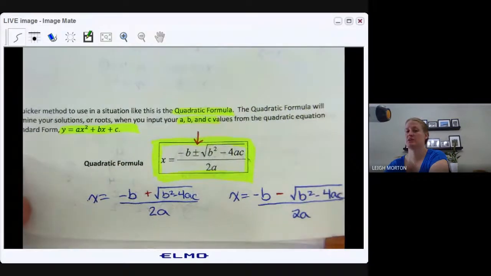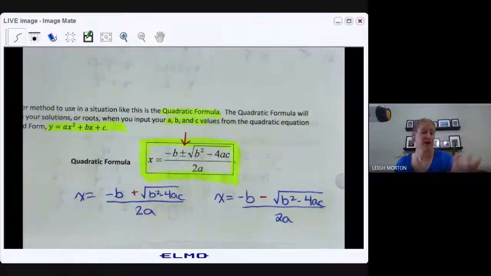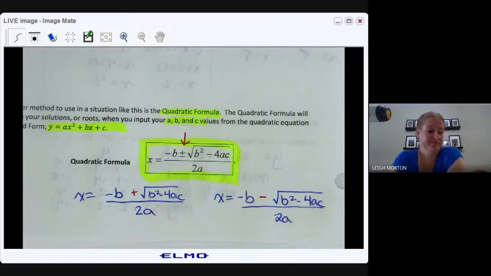I'm going to give you a second to copy that down. And then we're just going to put it into use, guys. I'm just giving you a tool, and we're going to try using it.